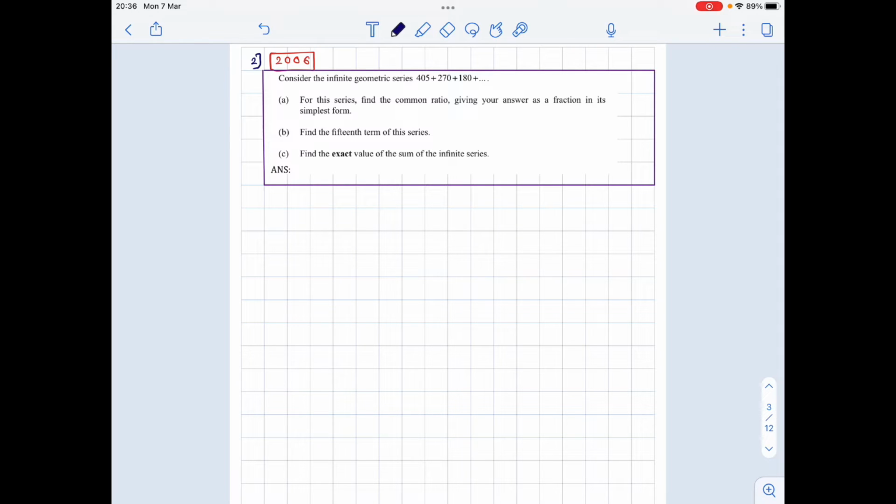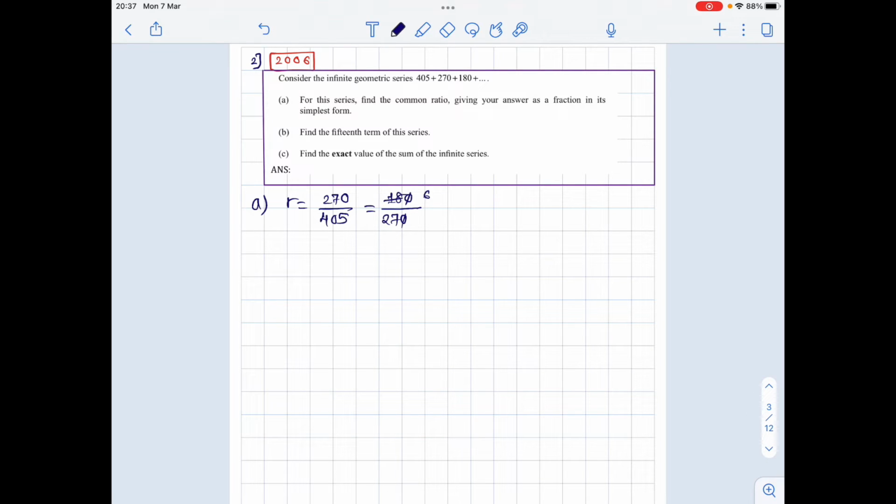So again, find this series. For this series, find the common ratio giving your answer as a fraction in its simplest form. So in this part, your ratio is equal to 270 over 405, which is the same as 180 over 270. It's easy to do the second part. 0 and 0 get cancelled.